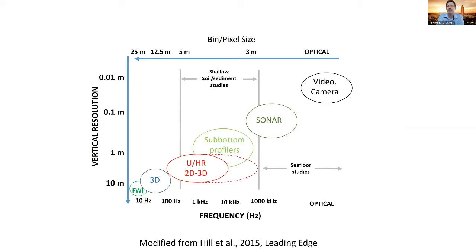And so you can see these different systems, from optical in the upper right down to the conventional 3D systems in the lower left, all occupy a different part of this spectrum. These two vertical gray lines represent what we would call the shallow soil or sediment studies in the shallow subsurface or subsea floor. So there's an overlap of systems in here.